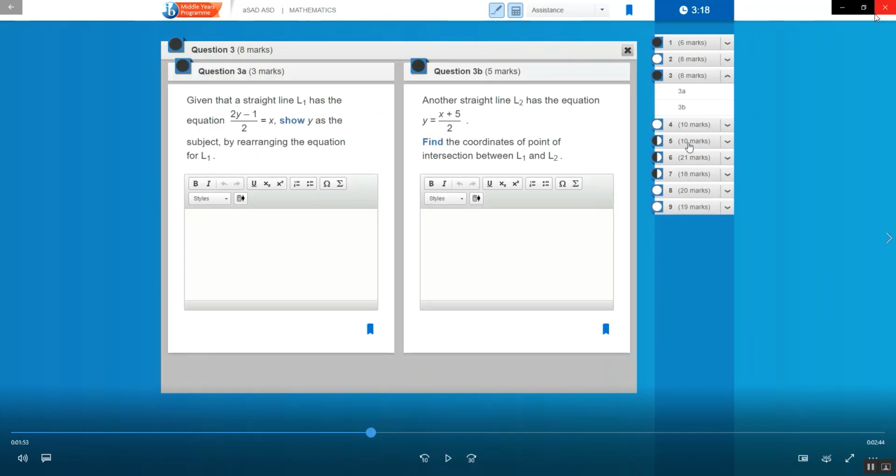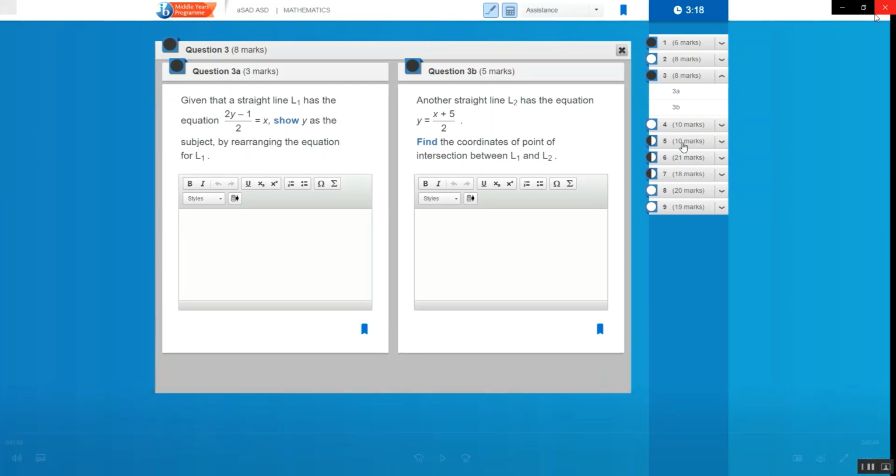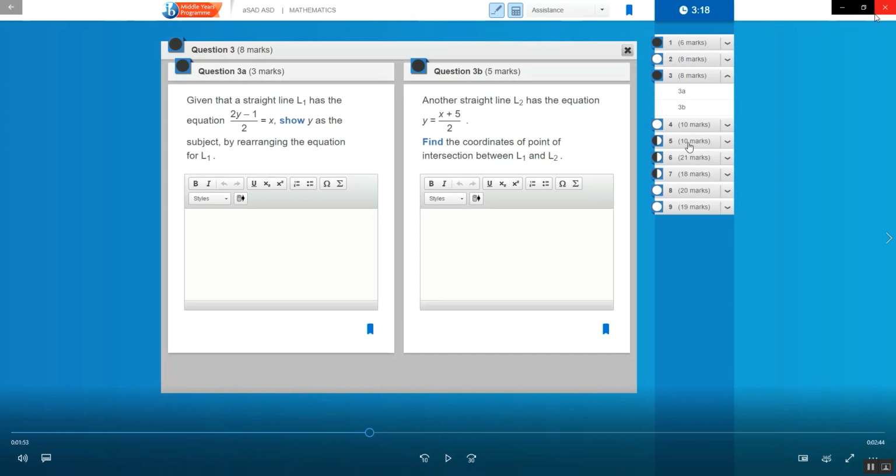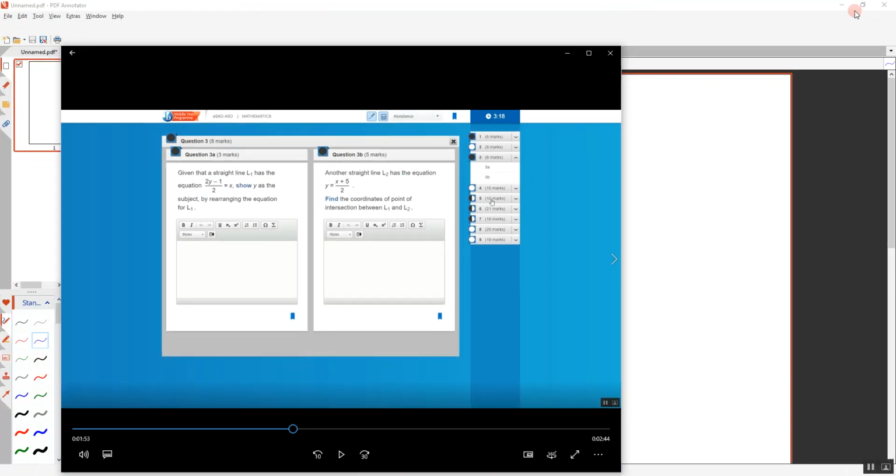Okay, so let's skip on to this. Given the straight line L1 has this equation, show y as the subject by rearranging the equation for L1. How do we go about doing this? We did this before. What is the answer going to look like? It's going to be y equals. Good, Ian. You have to take this and rearrange it so you get y equals for your answer. Have a go at that now, please.